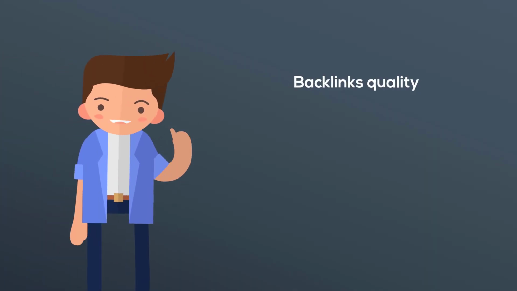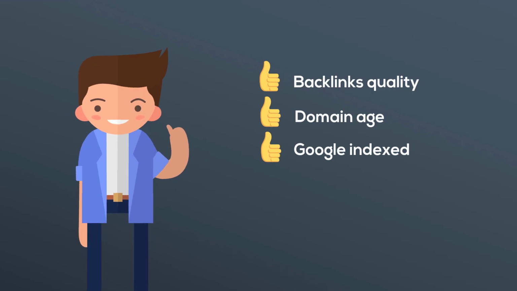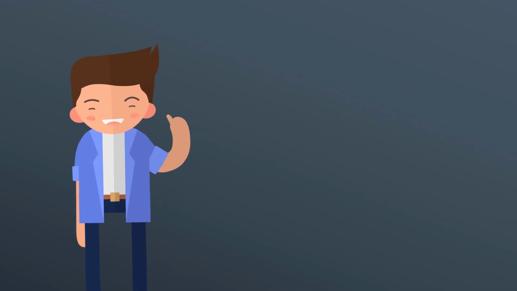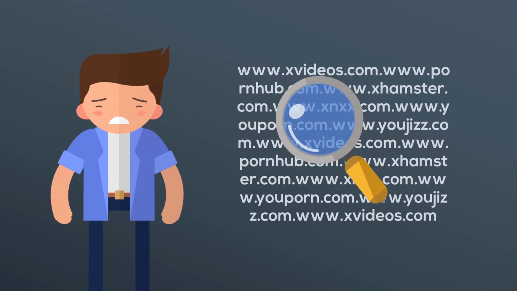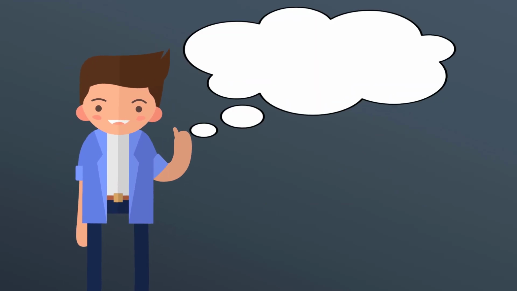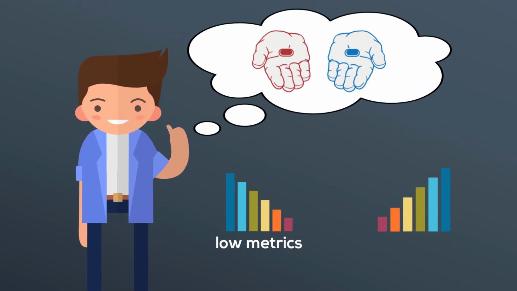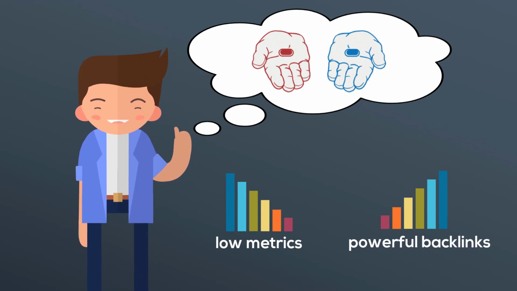To summarize, we can see that there are a lot of factors that you need to check before buying the expired domain. We've tried to tell you all about these factors. But you need to remember that it's hard to find the perfect domain. So, sometimes you need to compromise. For example, you can buy a domain with low metrics, but with powerful backlinks.